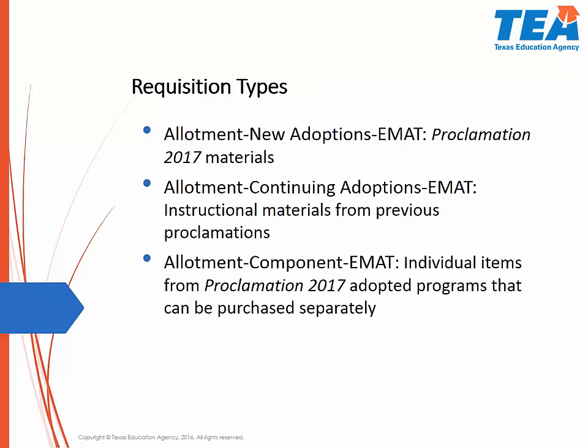There are 3 types of requisitions district and charter schools use to order state-adopted materials. The new adoptions requisition includes all newly adopted products from Proclamation 2017. The continuing adoptions requisition includes adopted materials from previous proclamations that are available to order. The component requisition includes all newly adopted individual items for Proclamation 2017.